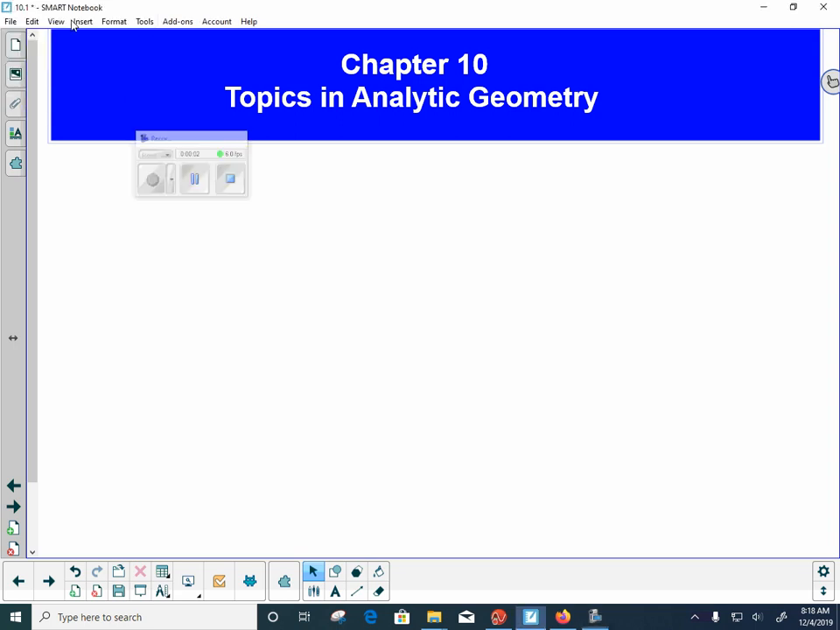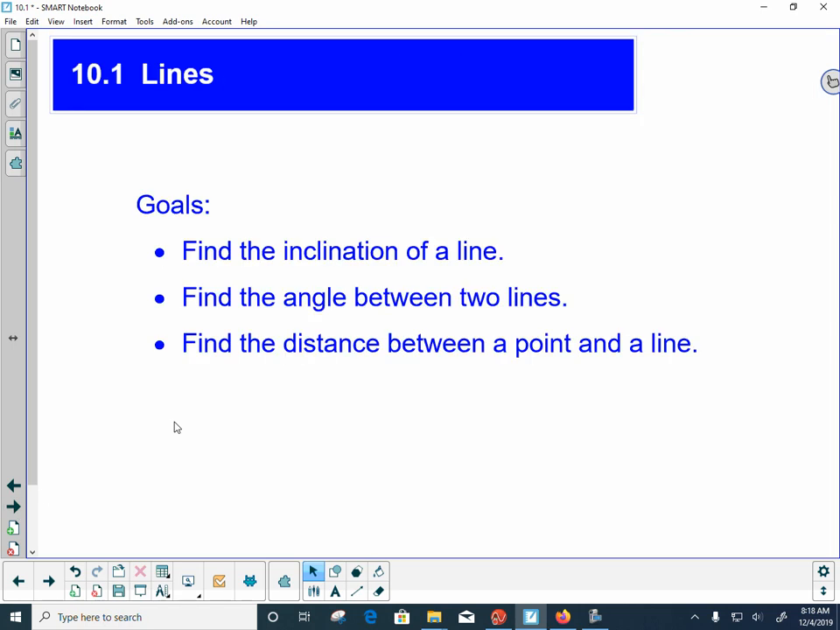Okay, the next section is Chapter 10, Topics in Analytic Geometry. And it's not geometry like you remember. So the first thing we're going to do is lines. Today's goals are to find the inclination of a line, to find the angle between two lines, and find the distance between a point and a line.